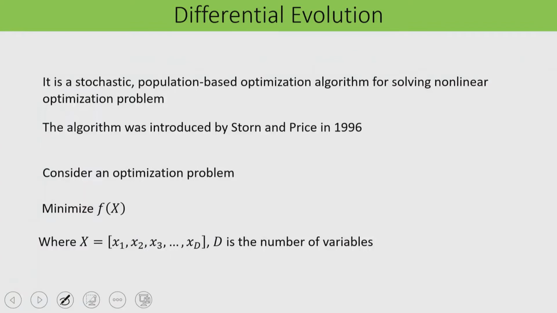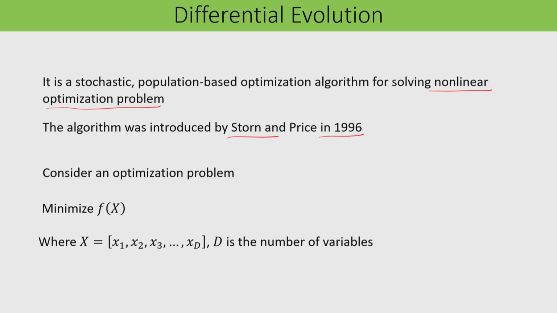Differential evolution is a stochastic population based optimization algorithm for solving nonlinear optimization problems, just like genetic algorithm or particle swarm optimization method. So, differential evolution is also a population based algorithm. We generally use it for solving nonlinear optimization problems. This algorithm was introduced by Storn and Price in 1996.